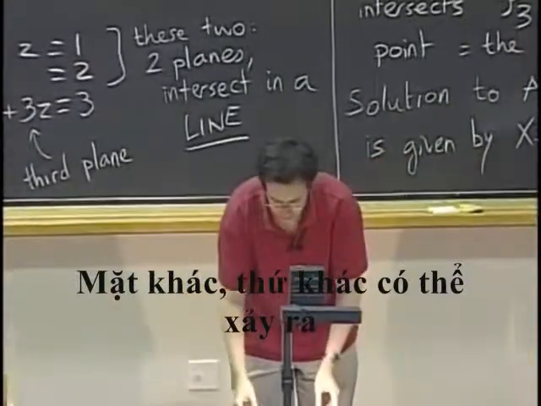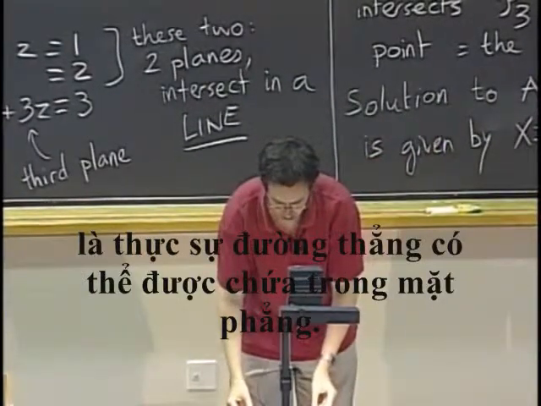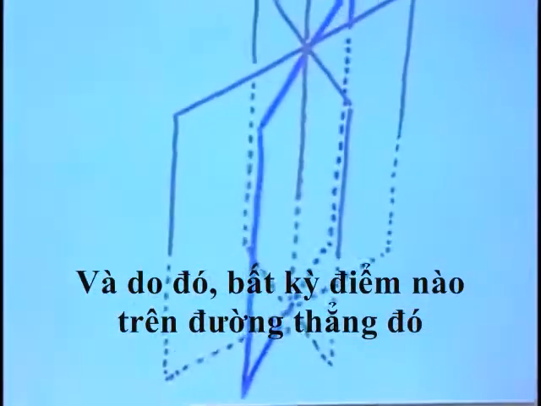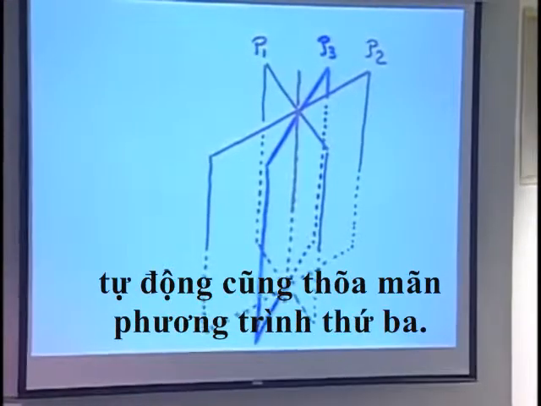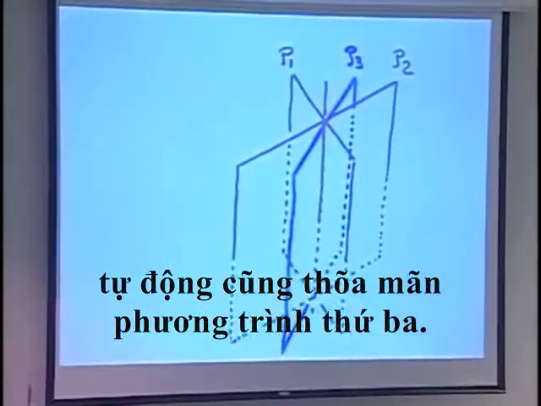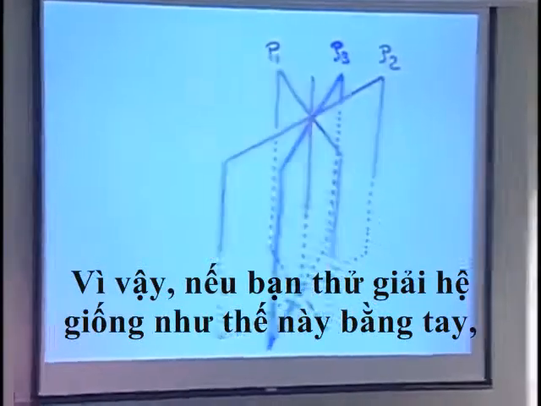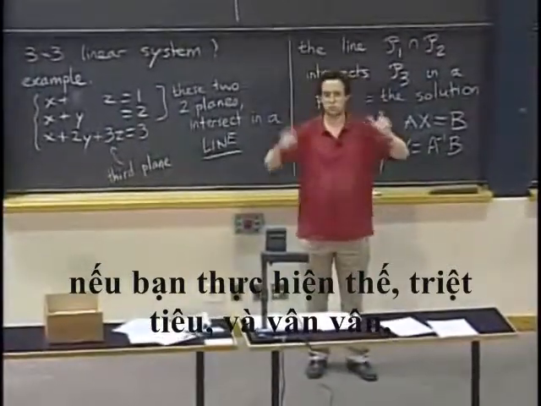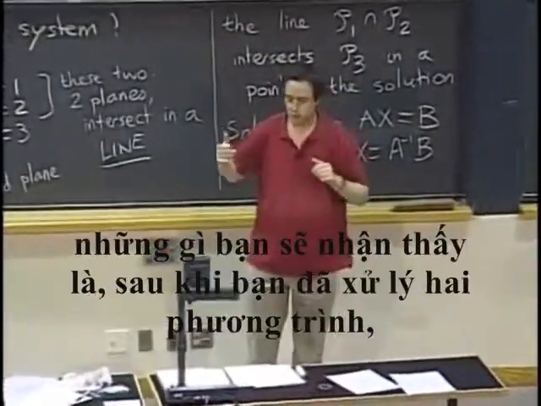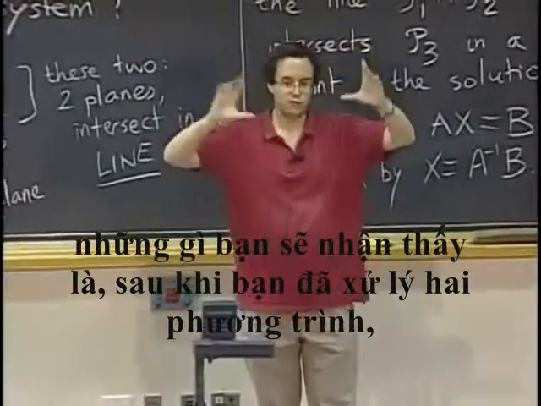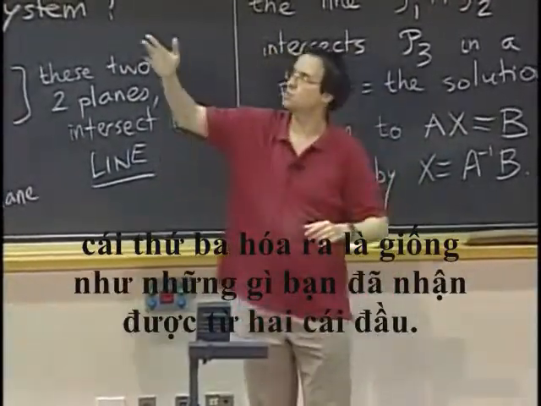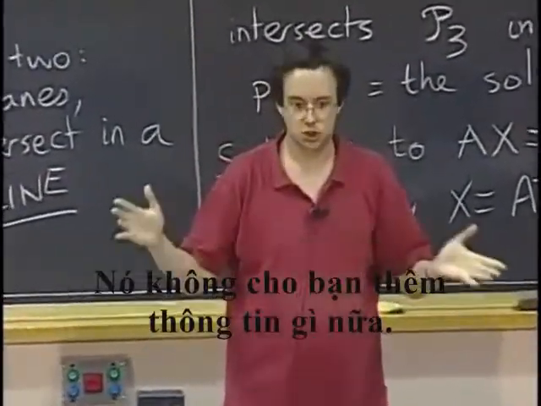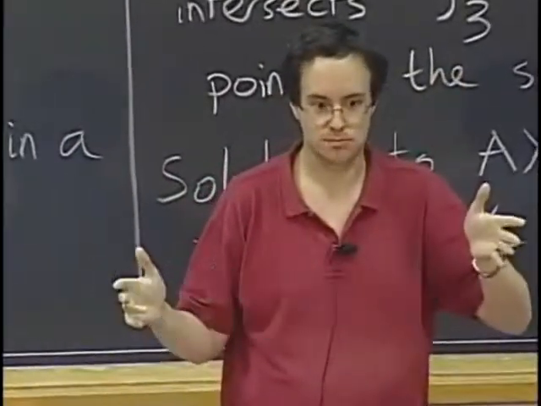On the other hand, the other thing that could happen is that actually the line is contained in the plane. And then, well, it means any point on that line will actually solve automatically the third equation. Okay, so if you try solving a system that looks like this by hand, if you do substitutions, eliminations, and so on, what you will notice is that, after you've dealt with two of the equations, the third one here would actually turn out to be the same as what you got out of the first two. It doesn't give you any additional information. It's as if you had only two equations.